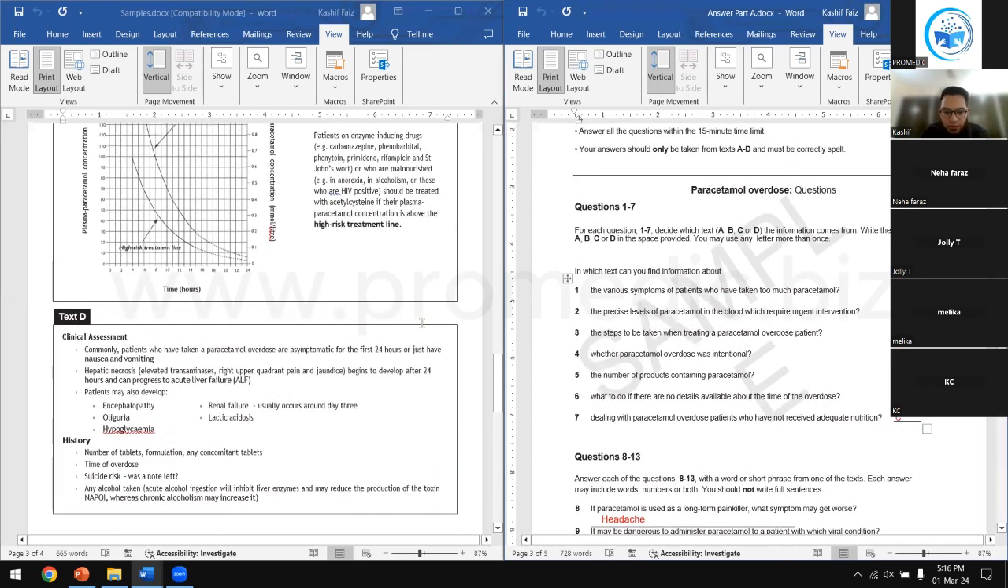So the first question is the various symptoms of patients who have taken too much paracetamol. In which text can you find the information about it? It's in the text D here.